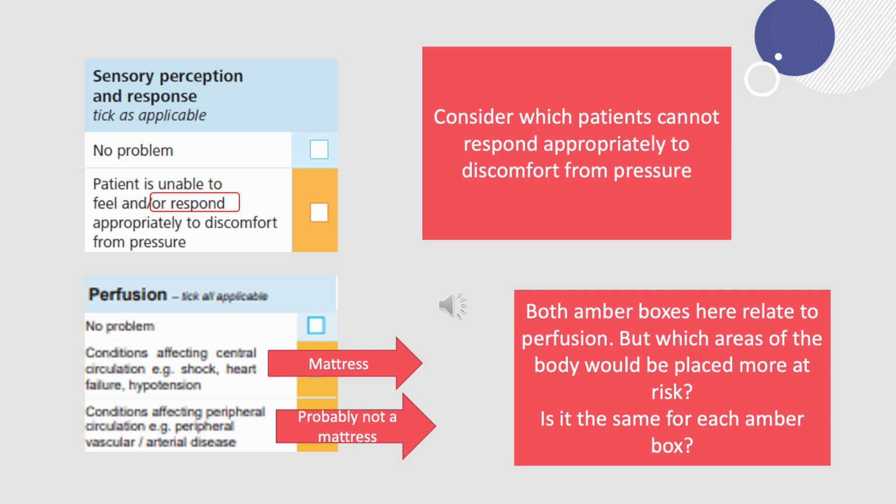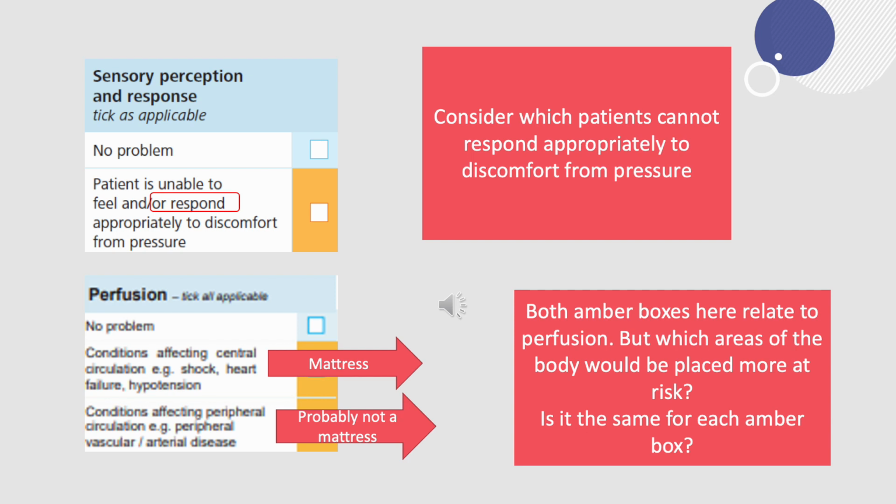But we have to think about how people communicate discomfort from pressure to us in different ways. And then with perfusion, you can see that both the amber boxes here relate to perfusion, but different areas of the body would be at risk depending on which box you tick. So again, it's not just about ticking a box and going, oh, they're amber. You need to really look at the box you are ticking and think, right, if this person has perfusion problems because they've got peripheral vascular disease, then we need to focus on their heels and their feet. If they've got perfusion problems because they've got hypertension or heart failure, we need to think about other parts of the body.